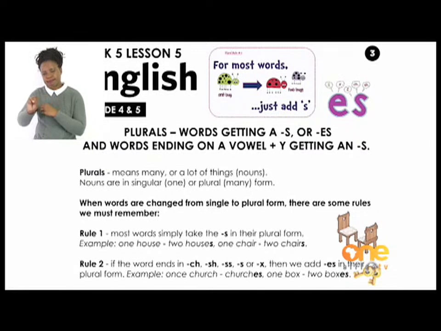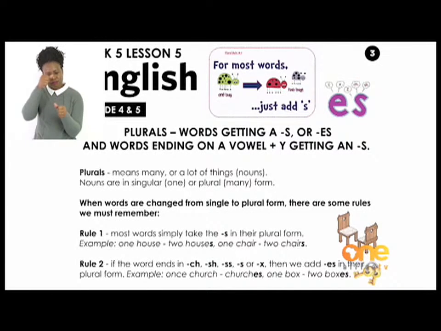Now, what are plurals? Plurals means many, or a lot of things, a lot of nouns. Nouns in singular means one. When we say it's in plural form, it means there are many. So, there are rules to be followed when words are changed from singular to plural form. We must remember this.